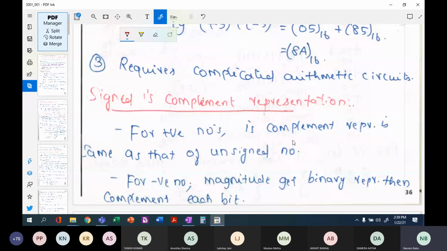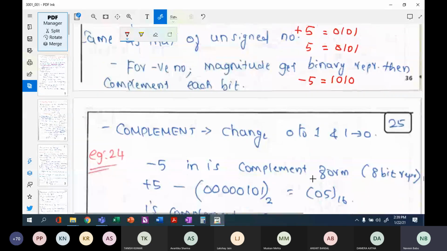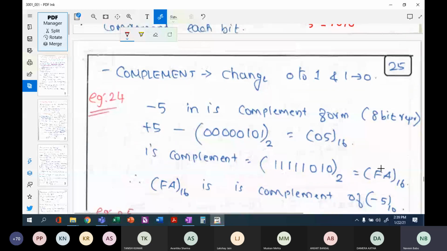Positive numbers are similar to the unsigned numbers. In the case of ones complement, the representation of positive numbers is the same as that of unsigned numbers. Meaning, if it is plus 5, it is similar to the signed representation. Plus 5 is represented as 0, 1, 0, 1, and unsigned 5 is also represented as 0, 1, 0, 1. So both representations are the same. But a negative number, minus 5, is represented by the complement bits: 0 becomes 1, and 1 becomes 0, giving 1, 0, 1, 0. So this corresponds to minus 5. Yeah, the same example that I have taken.